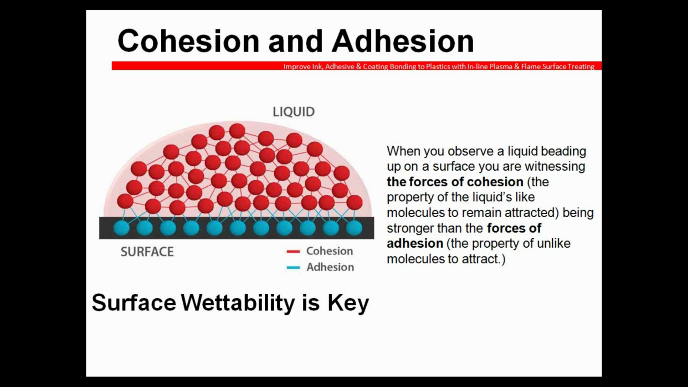So imagine the surface of that material that you're having a hard time bonding to. You're going to put a liquid on it. That liquid could be an ink, it could be a coating, it could be an adhesive. When the liquid's molecular forces are stronger than the forces of adhesion, the liquid stays beaded on the surface. We call this cohesion. Our goal is to create more adhesion to the surface. A really good example of this is a well-waxed car. The water molecules on that car stay beaded up. They don't want to wet out. They don't want to grab onto the surface. That is what we call low surface energy. It doesn't have good wettability on the surface.